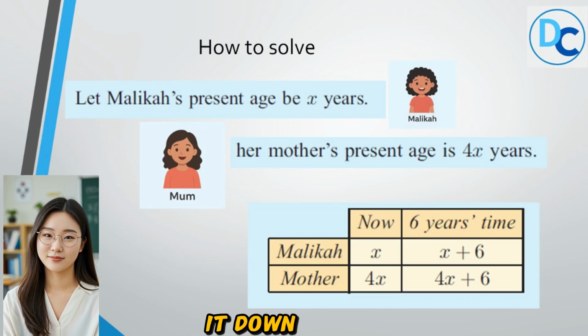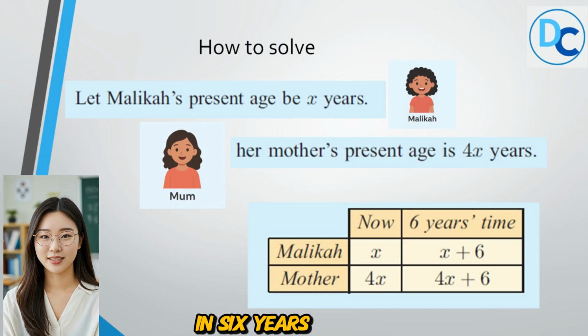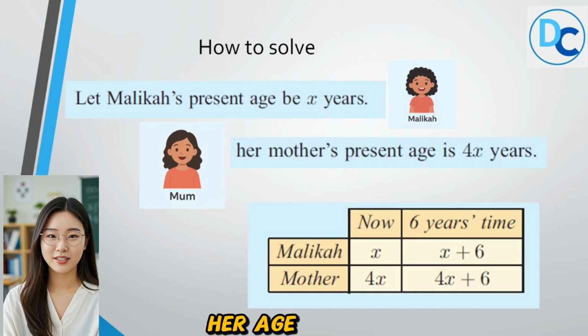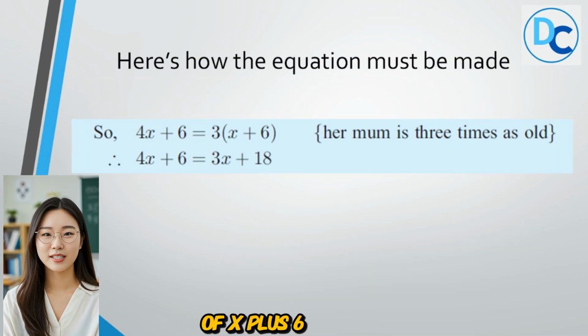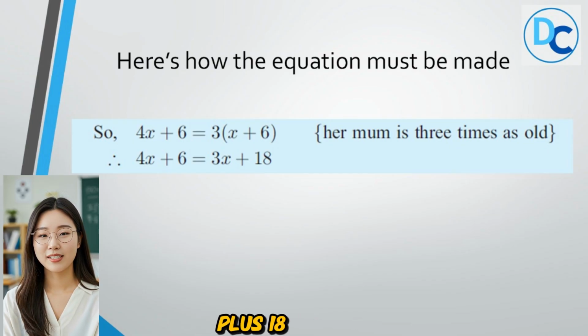Let's break it down. Let's say Malikah's current age is X. That means her mum's age is 4X. In 6 years, Malikah will be X plus 6, and her mum will be 4X plus 6. The problem says her mum will be 3 times her age, so our equation is 4X plus 6 equals 3 times the quantity of X plus 6. This simplifies to 4X plus 6 equals 3X plus 18.